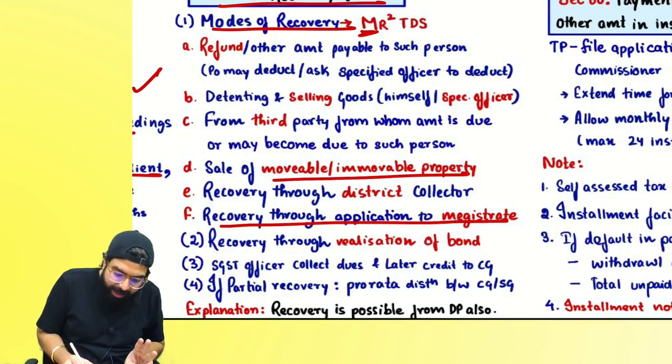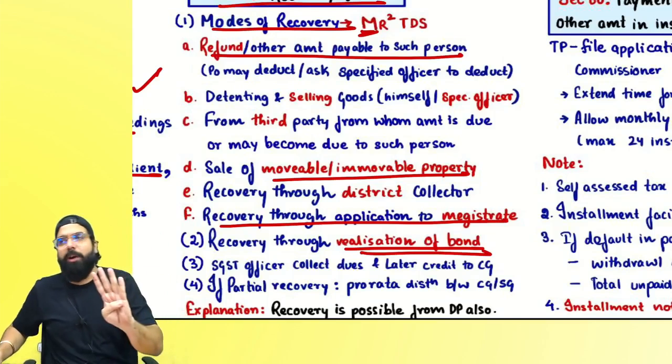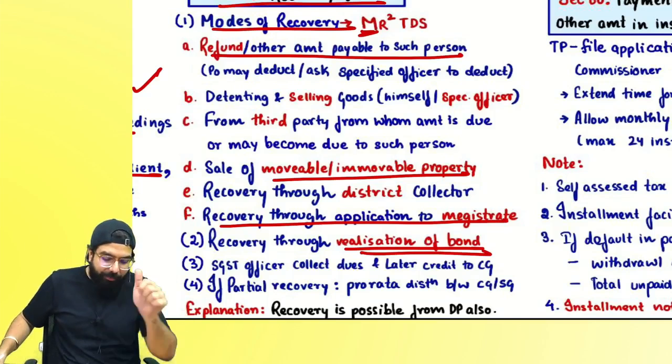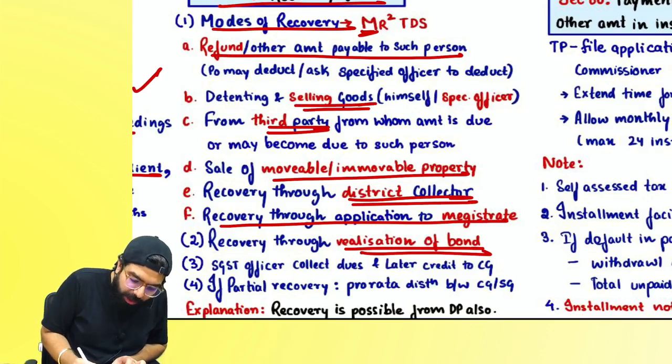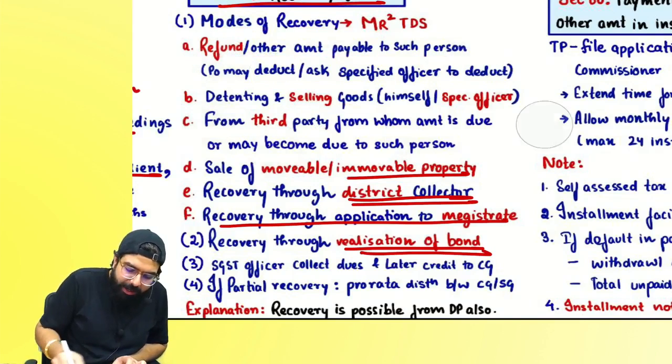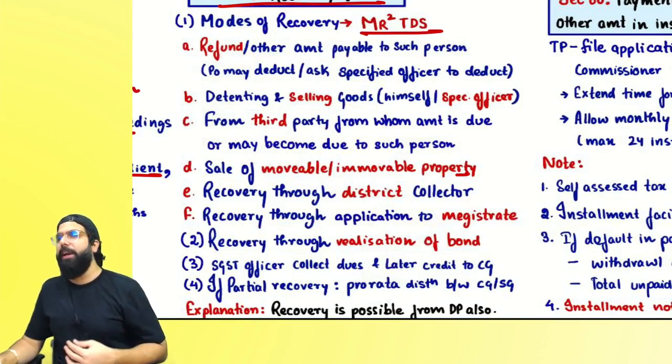R for realization of bond. And R for refund or any other amount may also be adjusted. T for recovery through a third party. D for recovery through the district collector. And S for selling of goods, and recovery can be done. Always remember M square, R square, TDS.